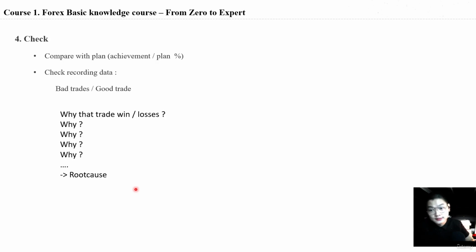And the next step is very important: Check. What is check? How to check? The first one, you need to compare your achievement with the plan you set in the first step. How many percent you have already achieved, and how many percent you still need to do and improve. And the next one, check the recorded data. Very important. Check the good trades, check the bad trades, and why you win and why you lose. Keep asking why you lose, why you entered at that time, why the signal is not good, why the signal is the best. You need more data to judge fully, and keep asking why until you find the root cause of the problems.